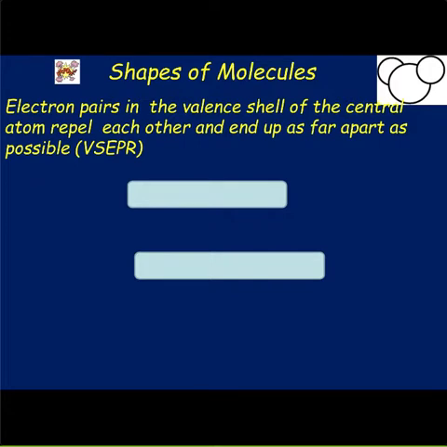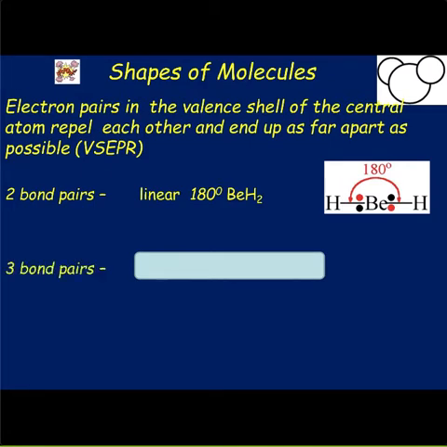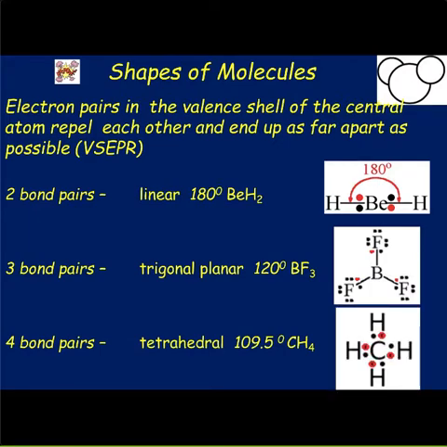Okay, so on the next page, you should have filled in the table. So it's the idea of 2 bond pairs, you're a linear molecule, you're 180 degrees. 3 bond pairs, you're trigonal planar, you're 120 degrees, and BF3 is an example. And for the 4 bond pairs, you're this thing called tetrahedral, and it's 109.5, and methane is an example. Okay, so that should be filled in.